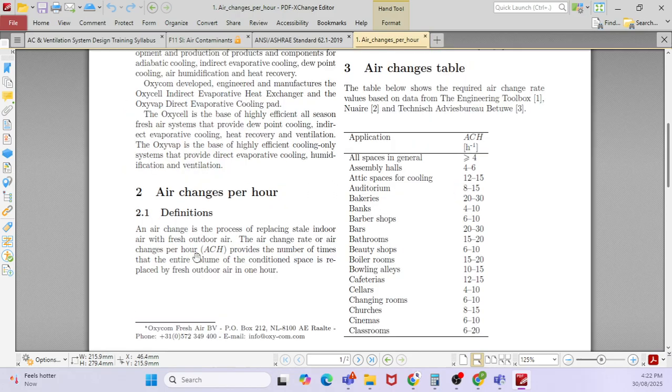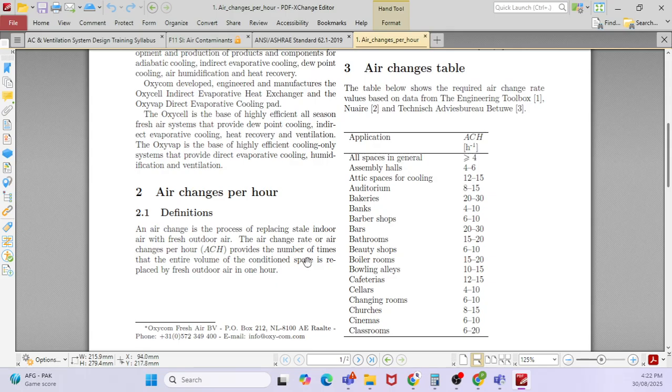So you can say that air change is the process of replacing the stale indoor air with the fresh outdoor air. What is stale indoor air? When you have a recirculation, what will happen always? There is a contamination inside. So that contamination you have to replace it, correct? With fresh air. So that is why we are going to provide the fresh air ventilation unit.